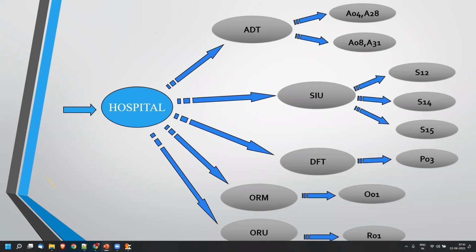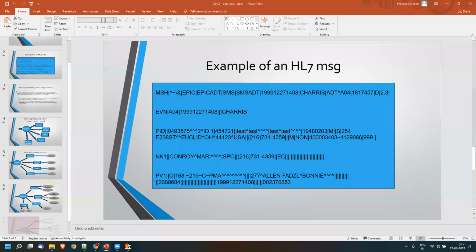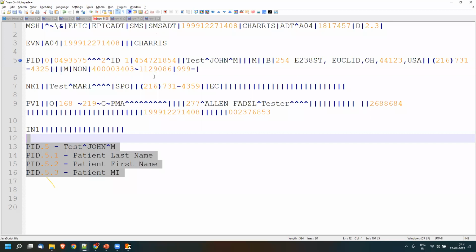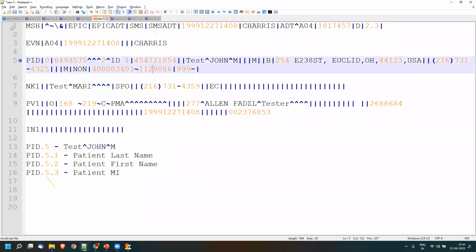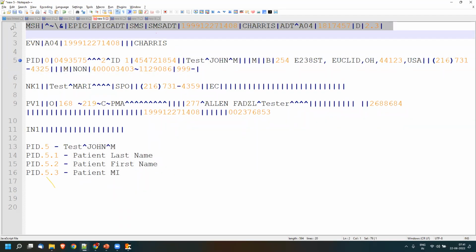Now let us look at the HL7 message and understand where exactly we'll find this ADT A04 or ADT A28 or something like that. So let's go ahead and pull out the sample HL7 message that we are looking at. So in the first segment, which is called a message segment, a message segment is the most common segment that will be there in all the HL7 messages. MSH stands for message segment header. Okay, this is like index for any HL7 message.